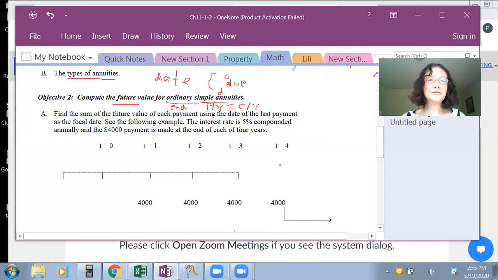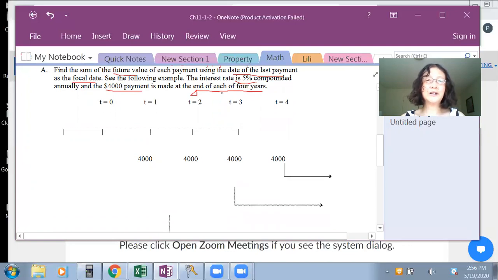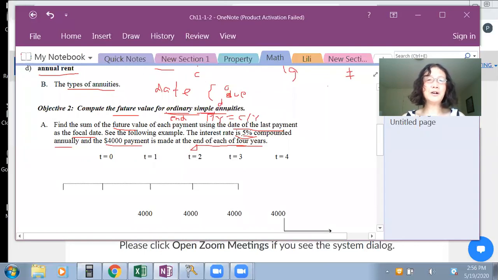Okay, so now let's look at an example. Find the sum of future value of each payment. Use the date of last payment as the focal date. For example, interest is compounded 5% annually, and a 4,000 payment is made at the end of each year for 4 years. At the end of each year means that is a simple ordinary annuity, since the number of payments per year equals the interest compounding periods per year.